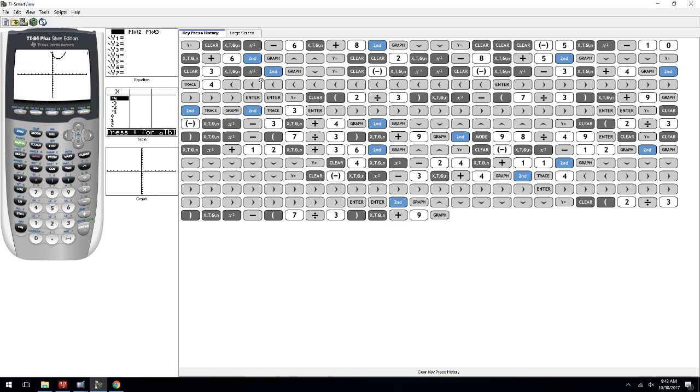Give it a minute. Let it think. Alright, what's the very first question it asked us, guys? What was it? Vertex. How do we find it? Using our graphing calculator. Second trace, okay? Was it a minimum value or a maximum value? What was it? Minimum, so we're going to hit number 3 this time.